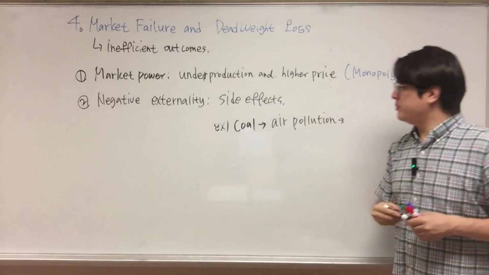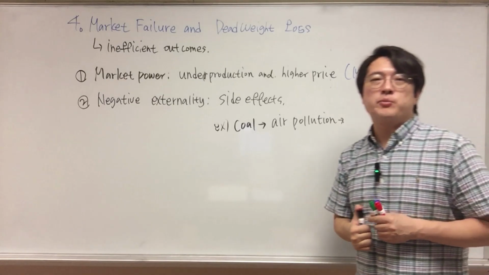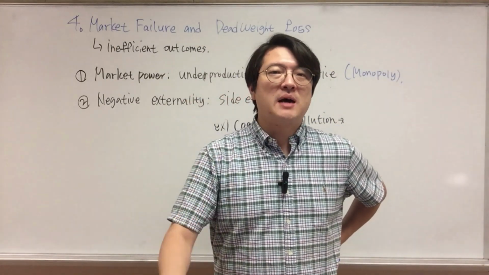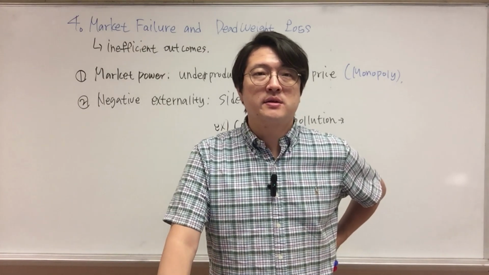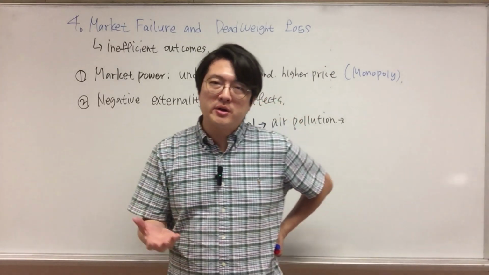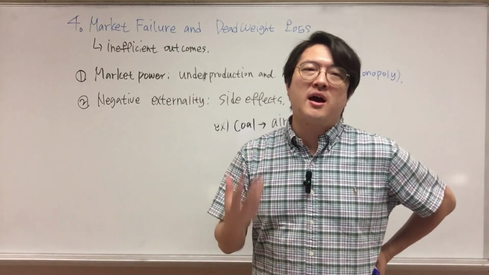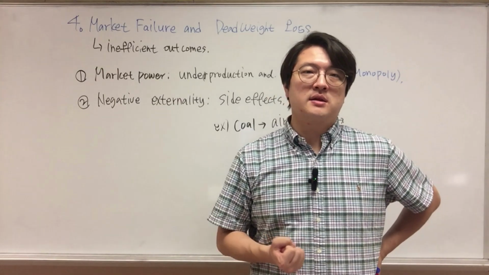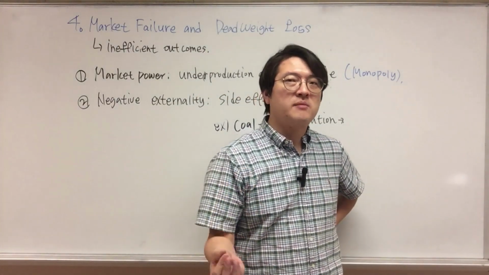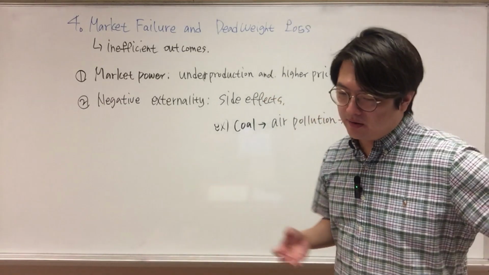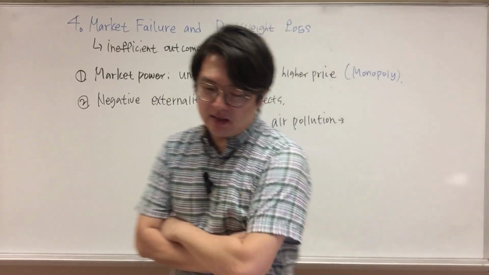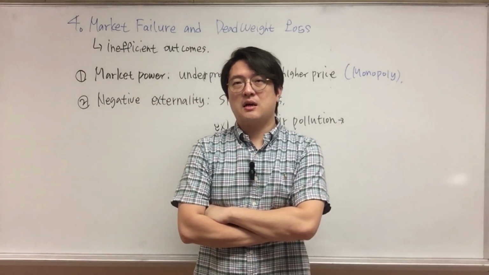So what happened after this? Usually, air pollution harms your health status, right? So factories create air pollution when they make coal, which harms your health status. The externality effect is when you harm others, right? So that is a kind of externality. So these kinds of negative externalities cause inefficient outcomes, right?